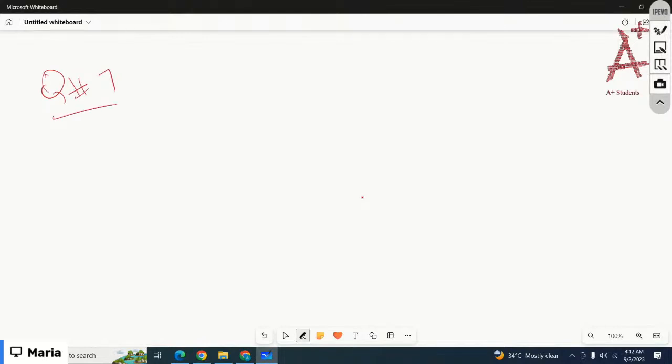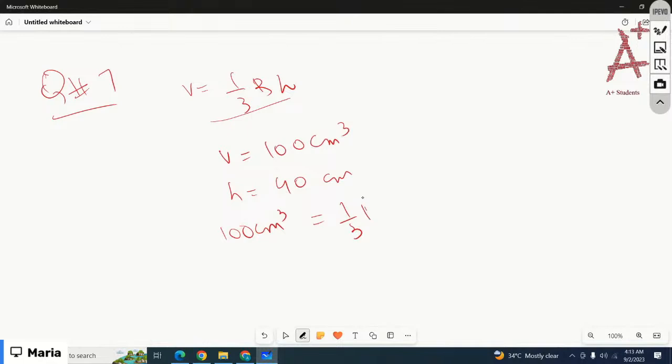Okay, you have to use 1 by 3 b h. You are given the volume 100 centimeter cube and the height 40. You have to calculate the base area, right? Let's just put the values. V equals 100 centimeter cube, 1 by 3, b and h is 40, right?